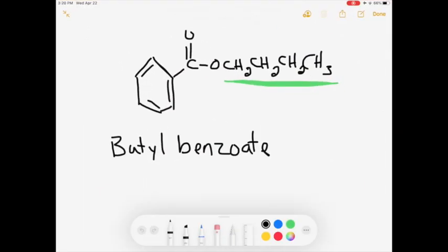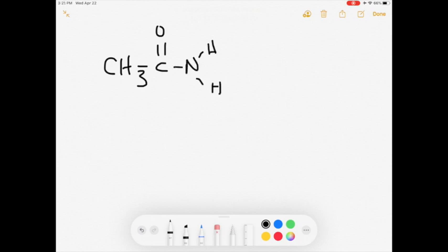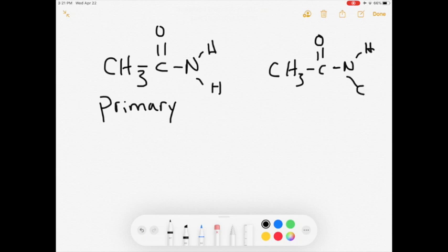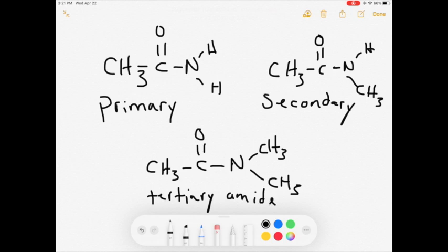So let me give you some examples here. Okay, here's an example of a primary amide. All right, so the nitrogen is bonded to the carbonyl carbon, and we have 2 hydrogens available for hydrogen bonding. Okay, so that's primary. Secondary would look something like this. So only 1 hydrogen available for bonding, but we still can do hydrogen bonding there. And then a tertiary amide would look something like this, where there are no hydrogens available to form those hydrogen bonds. So only primary and secondary can form hydrogen bonds.